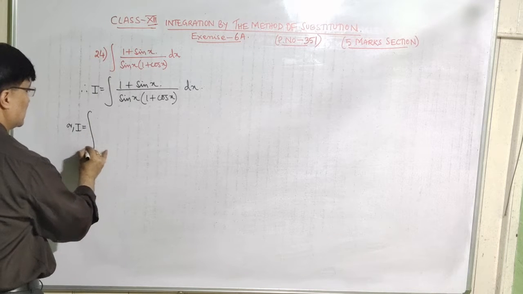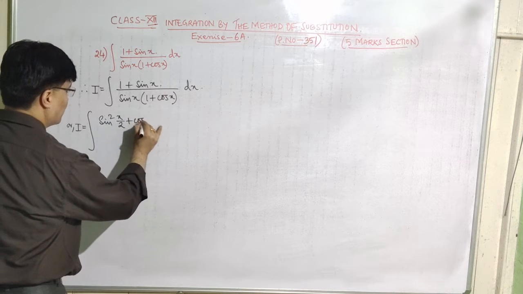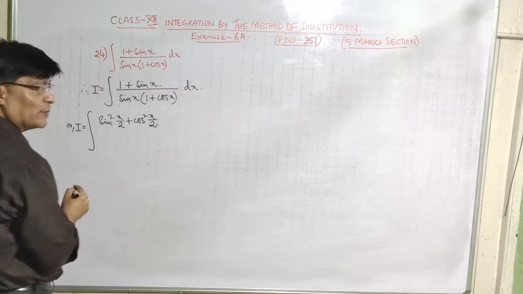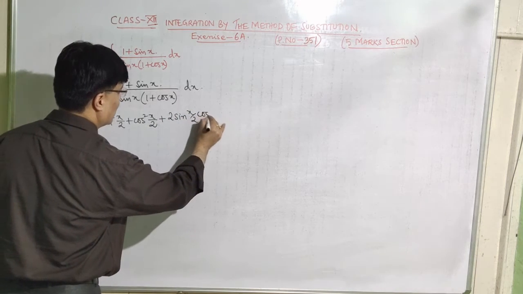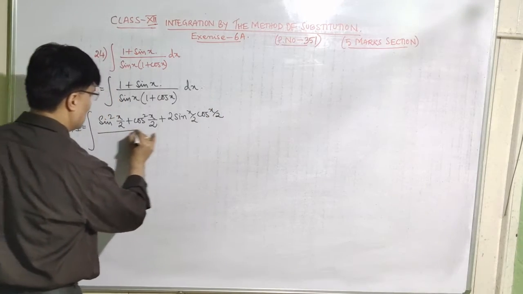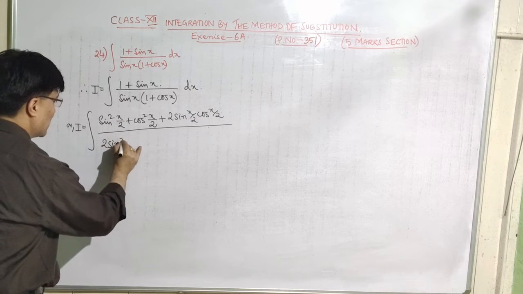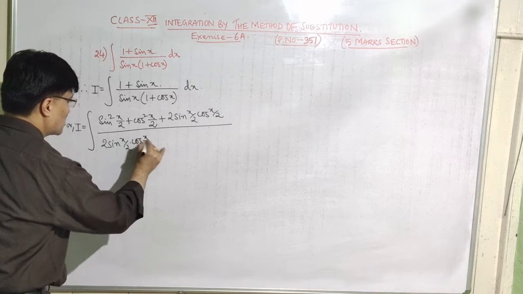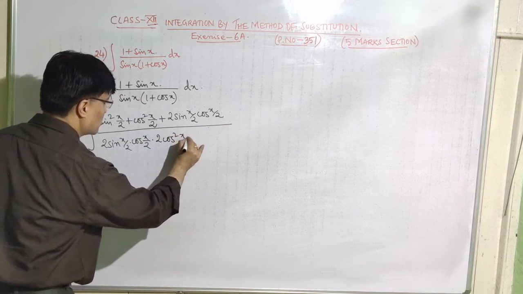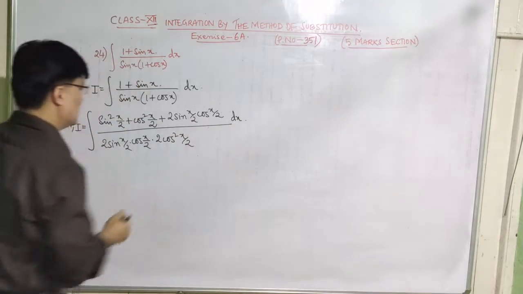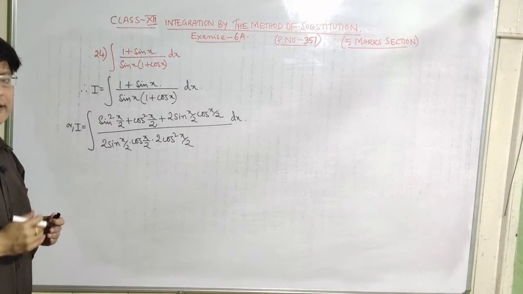So I is equal to integration of, instead of 1 you can write sin square x by 2 plus cos square x by 2, plus sin x is 2 sin x by 2 cos x by 2, this whole divided by, what is the formula for sin x again? It is 2 sin x by 2 into cos x by 2, into, again what is 1 plus cos x? It is 2 cos square x by 2, and then dx. Is that clear?